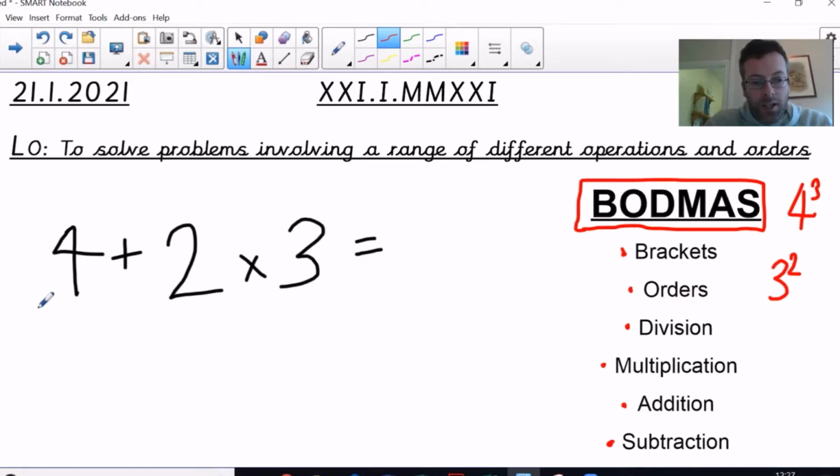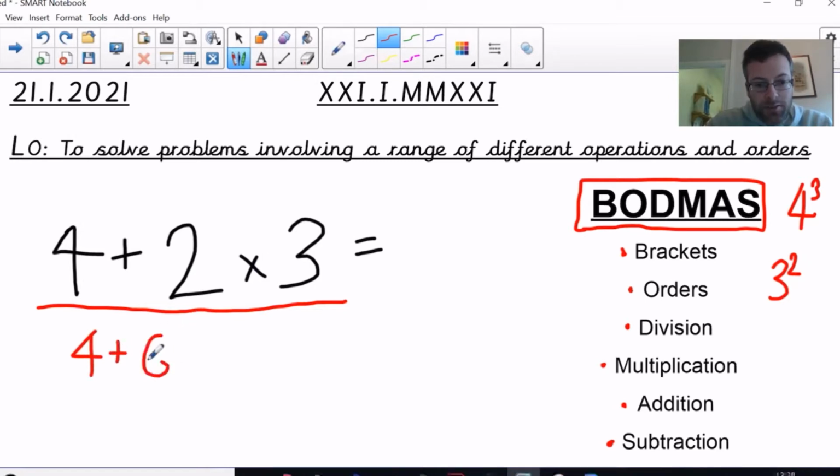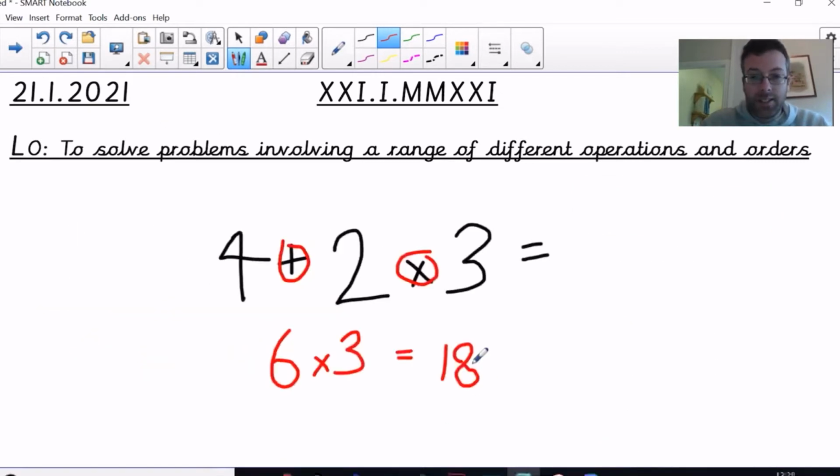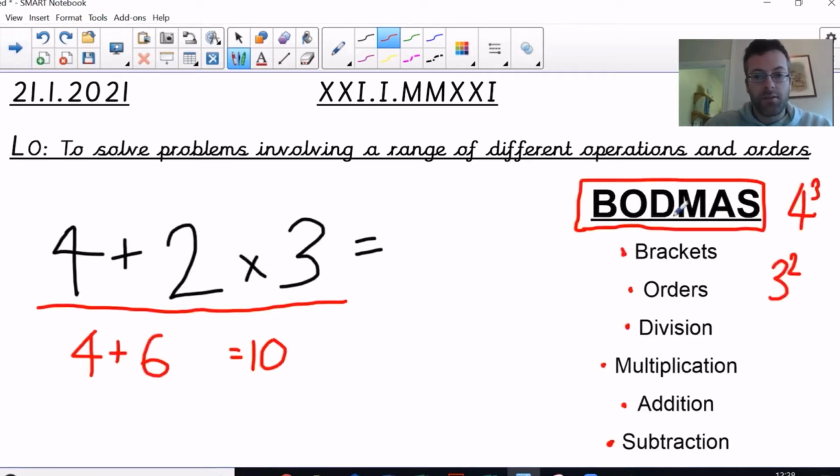So if we look at this one again, 4 add 2 times 3. Well, have I got brackets? No. Have I got any orders? No. Have I got any division? No. Have I got some multiplication? Yes. So I need to do that 2 times 3 first. What I'm left with is 4 add 6, which is 10. Now I've only got an add sign, so it equals 10. Can you see that the answer is 10, not 18 that we got in the other one, because we did it in the wrong order. Okay, remember BODMAS and think about it in that order.